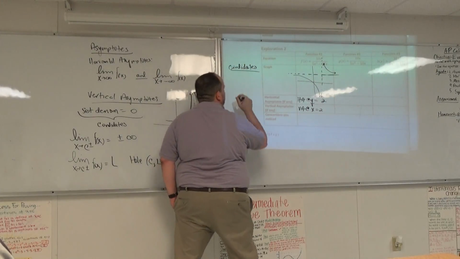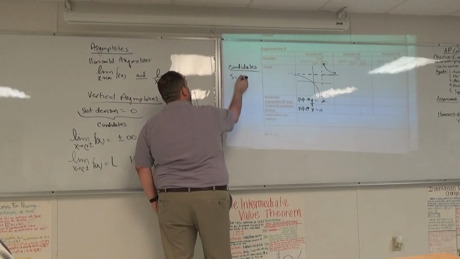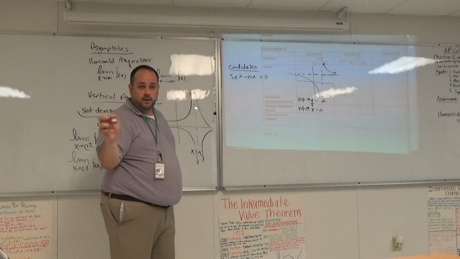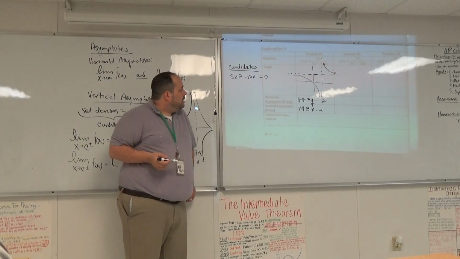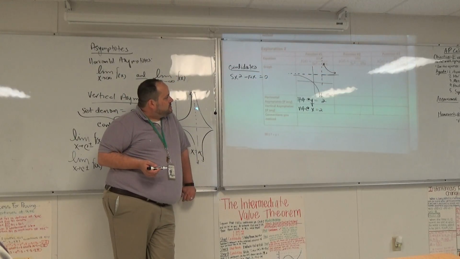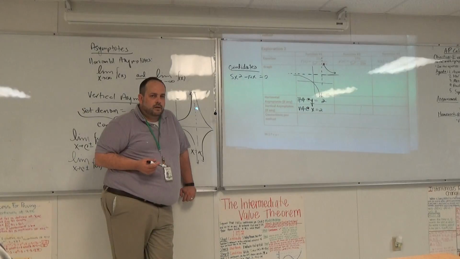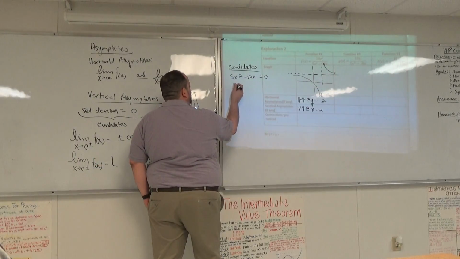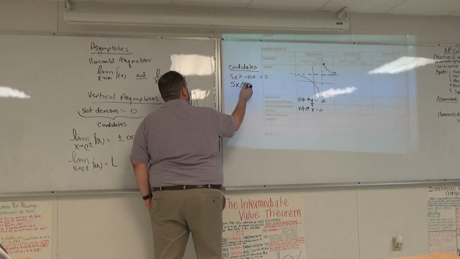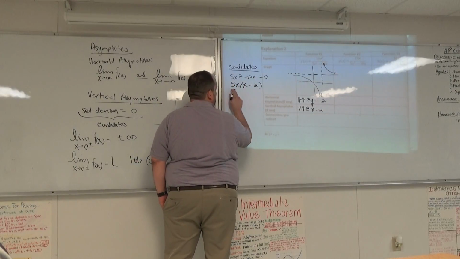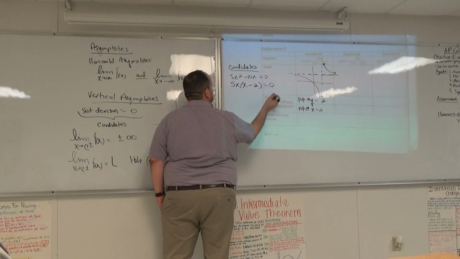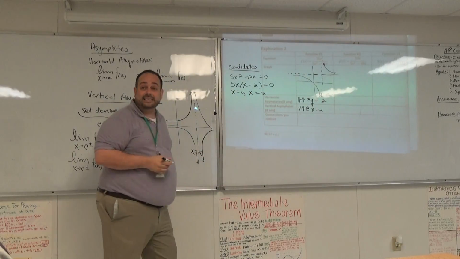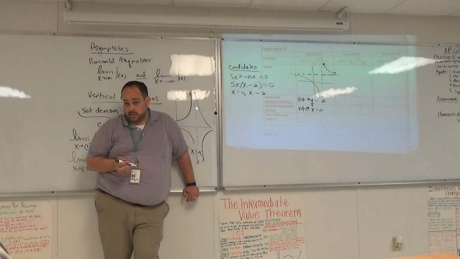Whoa, okay, hold on. So for candidates, we've got 5x squared minus 10x equals 0. And I heard you say x equals plus or minus the square root of 5. How did you get that? Take out the x, right? And then, wait, no, I did it incorrectly. Never mind. Okay, if I'm going to factor out 5x, I get 5x times x minus 2 equals 0, and we get x equals 0 and x equals 2 as the candidates.